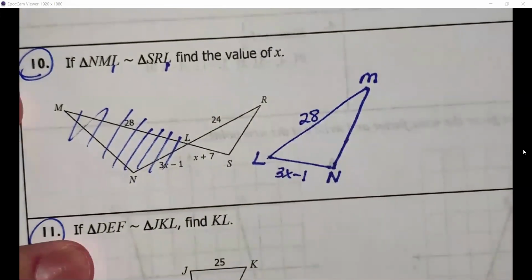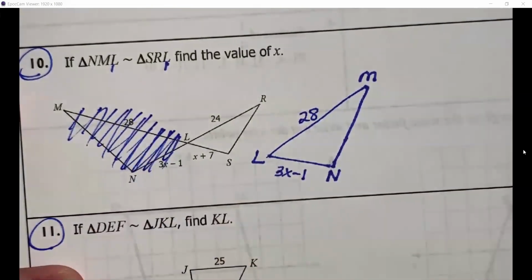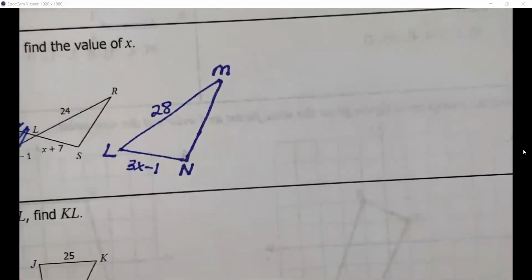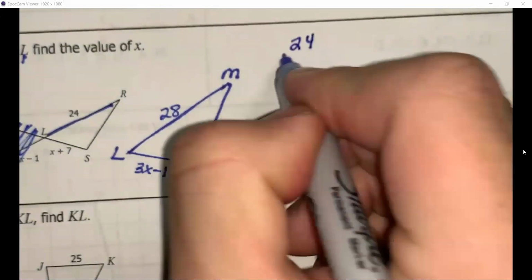Perfect. So now that I redrew this triangle, I don't need this triangle at all anymore. I'm just going to cross it off and only work with those two triangles right there. They're saying find the value of x, and now I can create my proportions and my ratios. The first ratio I can already see is that 24 corresponds with 28, doesn't it? So I can get 24 divided by 28 and create a ratio from that.